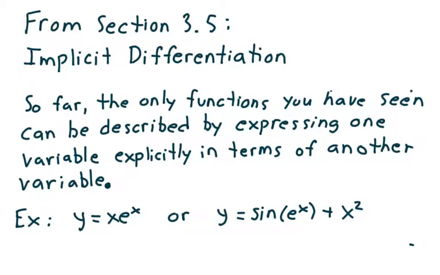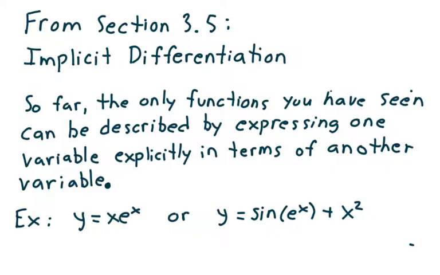This is a video from section 3.5. It's on implicit differentiation. So far, the only functions you have seen can be described by expressing one variable explicitly in terms of another variable. For example, we could have y equals x e to the x.